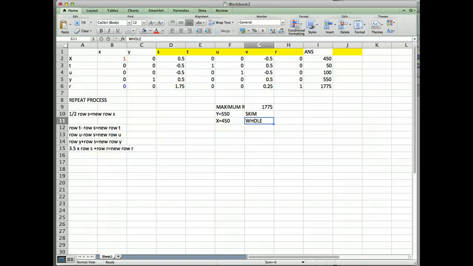Now let's look at how to do the simplex method to find your maximum revenue.